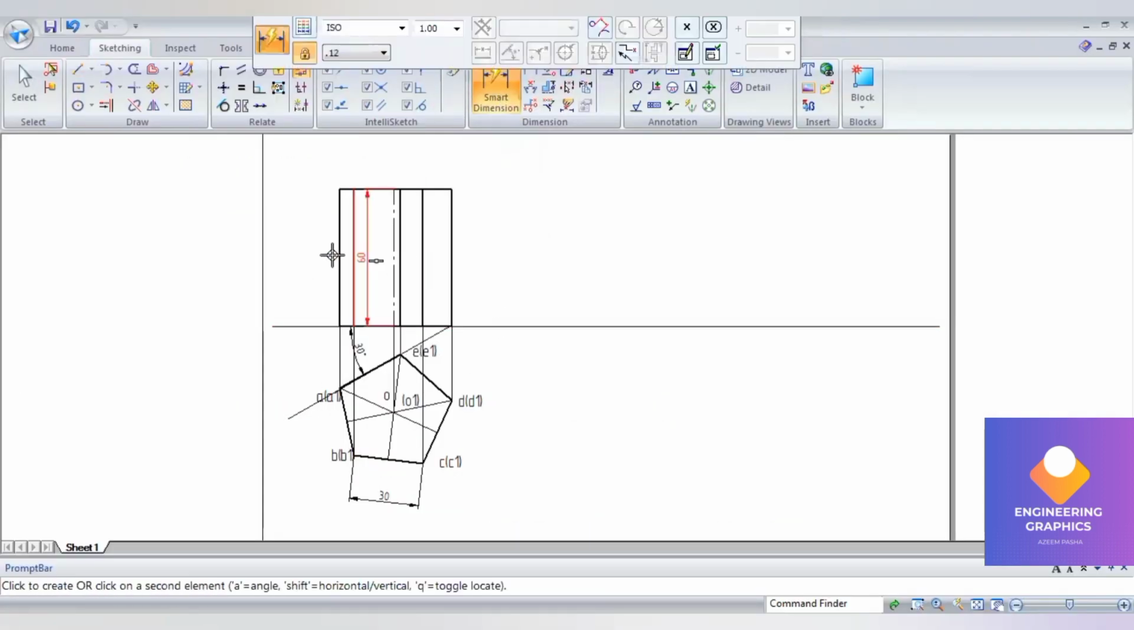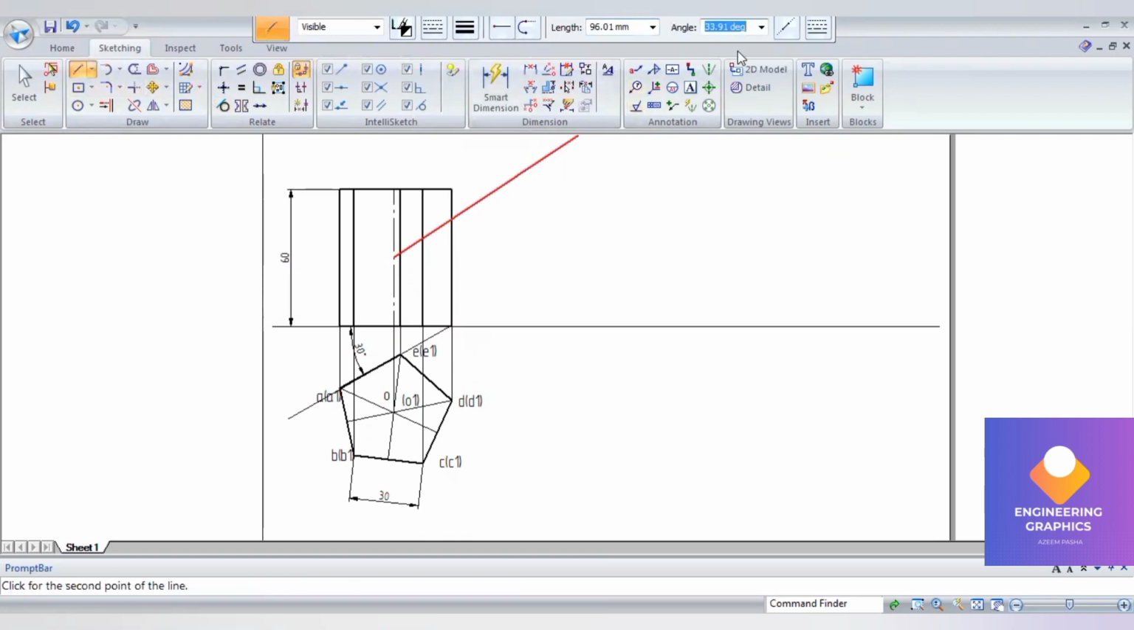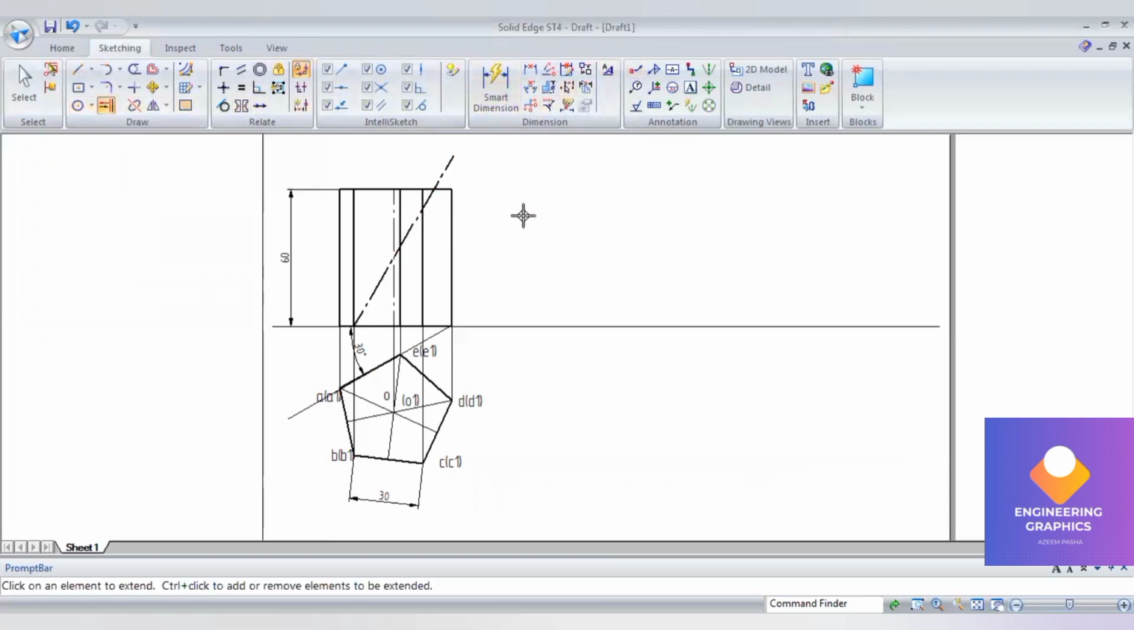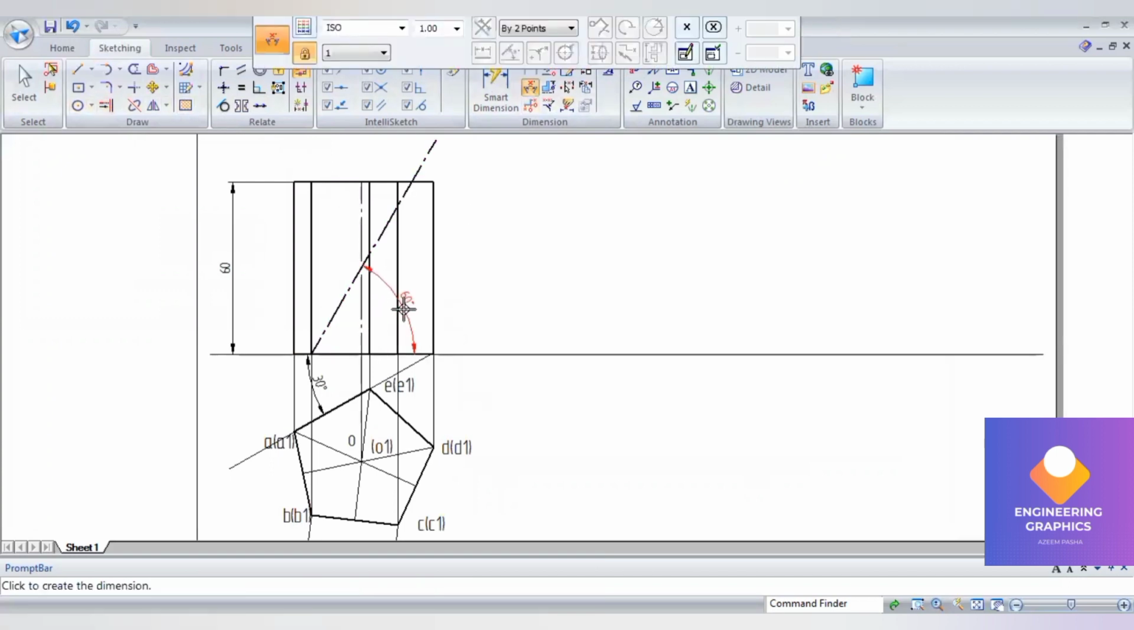Show the dimensions in here. So it is cut by a section plane at 60 degrees to the HP plane here, and it is bisecting, which means we have to consider exactly the midpoint. So give the angle 60 degrees. Okay, extend this section plane. So show the angle for 60 degrees.